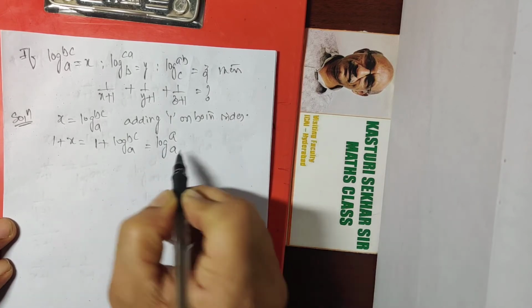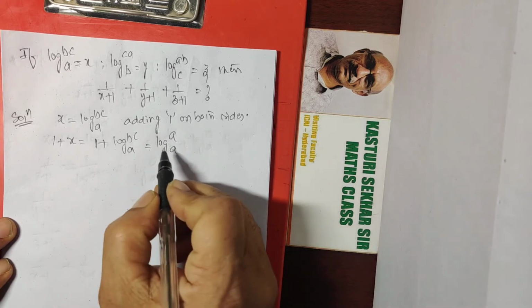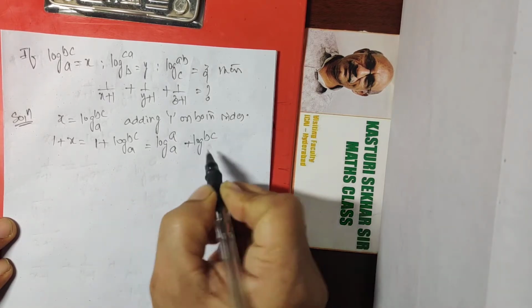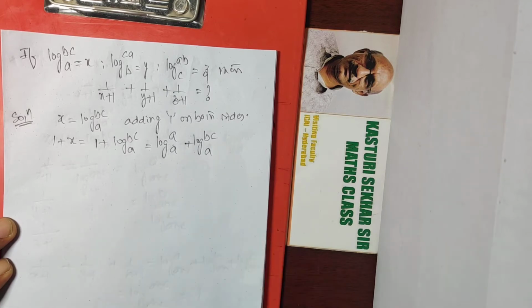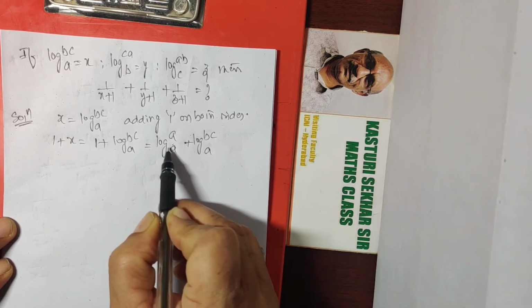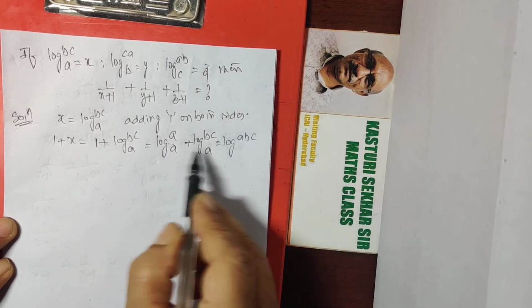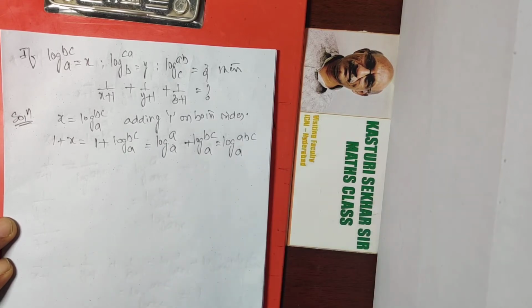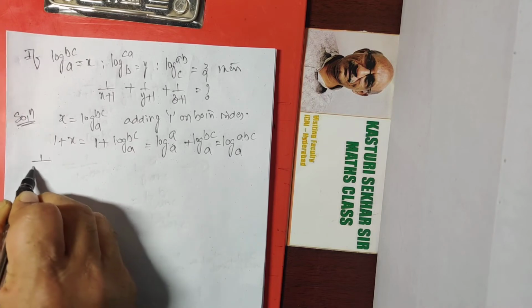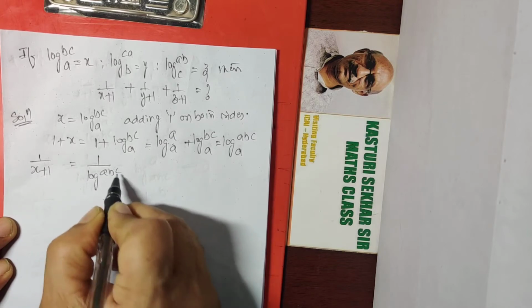We know logarithm of any number having same base is equal to 1. So this 1 can be written as log A to the base A plus log BC to the base A as it is. Now bases are same and it is of the type log A plus log B. You can apply the results. Log A plus log B can be written as log ABC to the base A. Now 1 by x plus 1 is equal to 1 divided by log ABC to the base A.